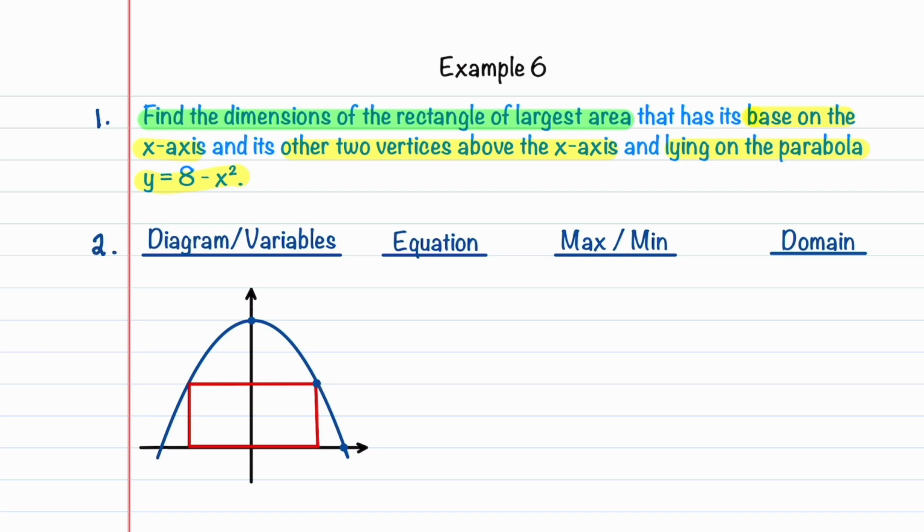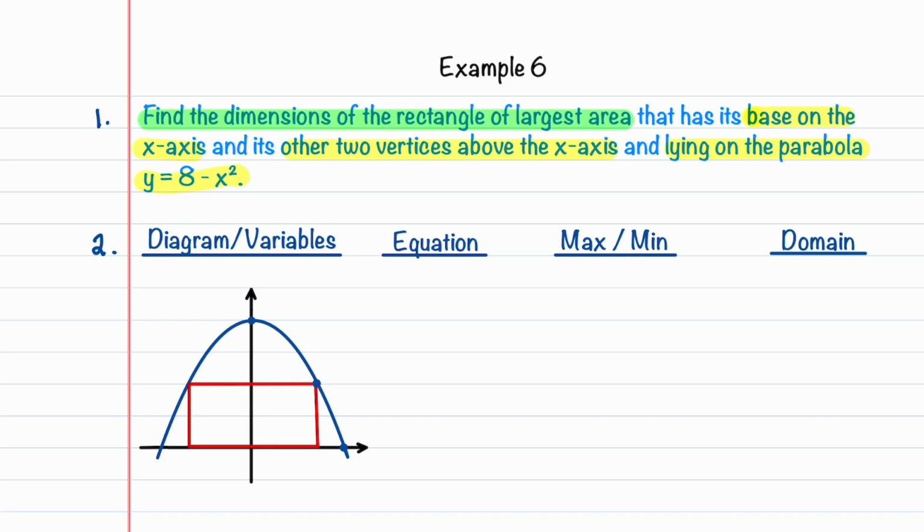Step 2 in solving this problem is to fill in the 4 categories that I've listed here using the information from our problem. I went ahead and drew a rectangle that has its base on the x-axis and its other two vertices above the x-axis and lie on the parabola. What we want to do now is to put variables on our picture, and our variables need to relate to what we want to find.